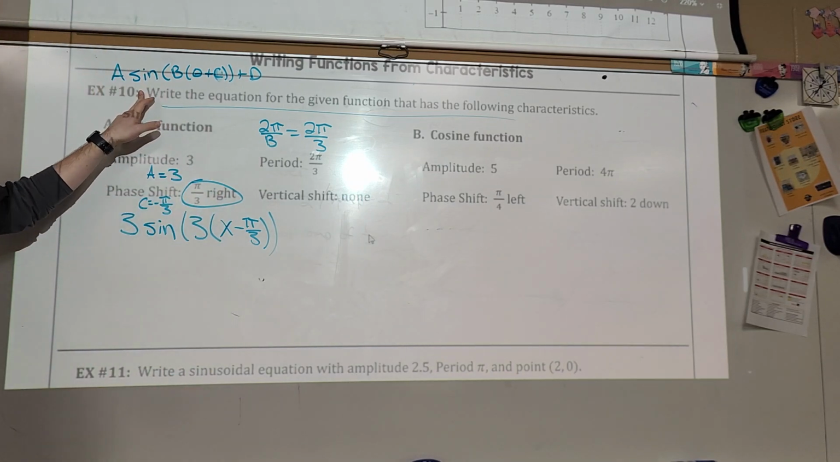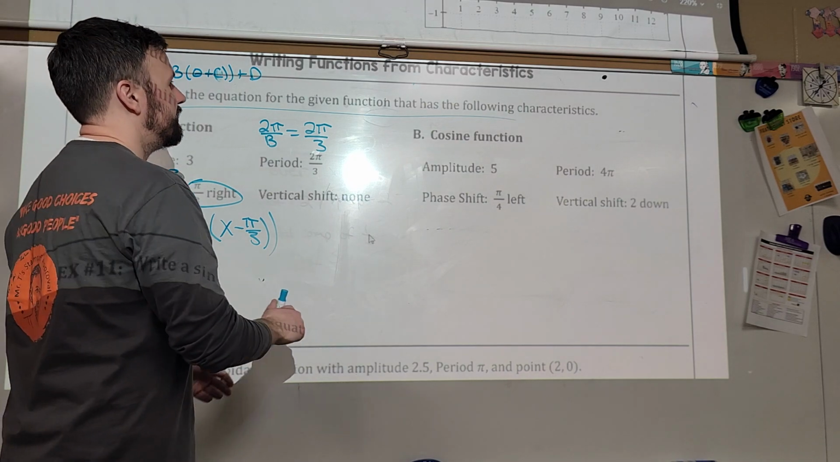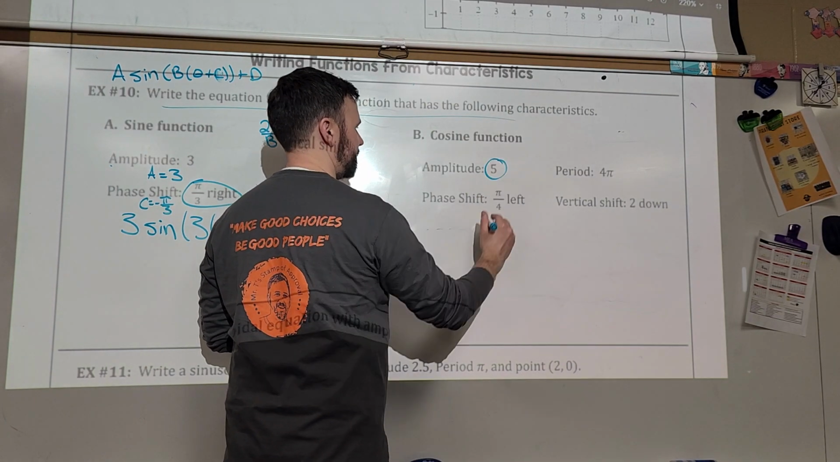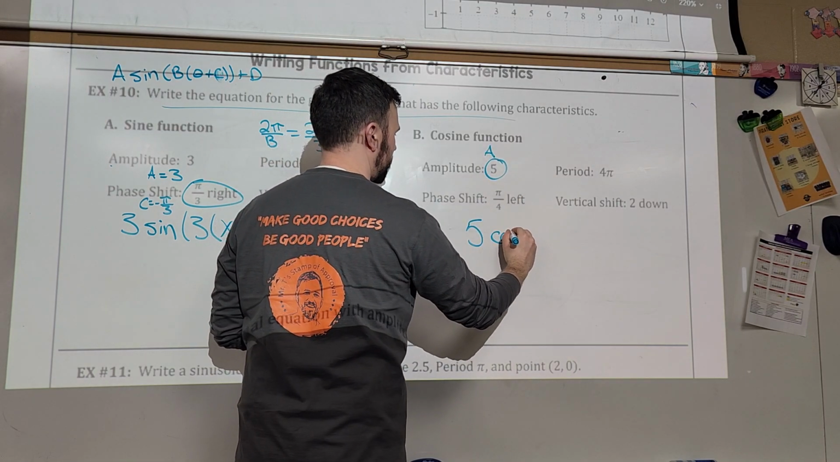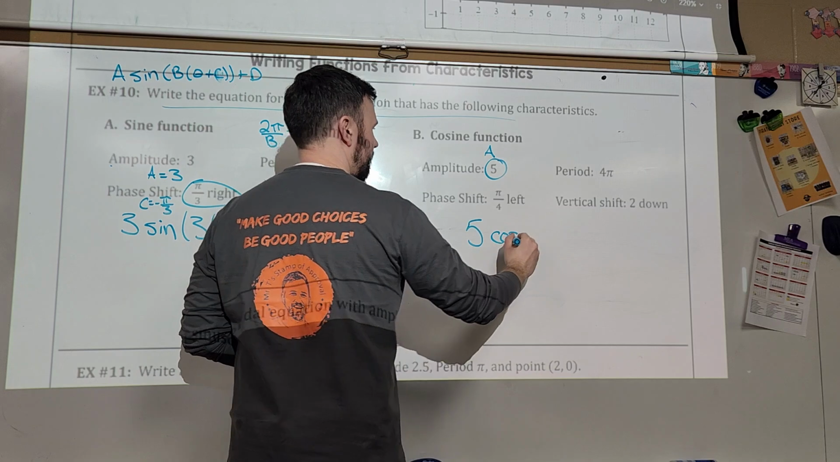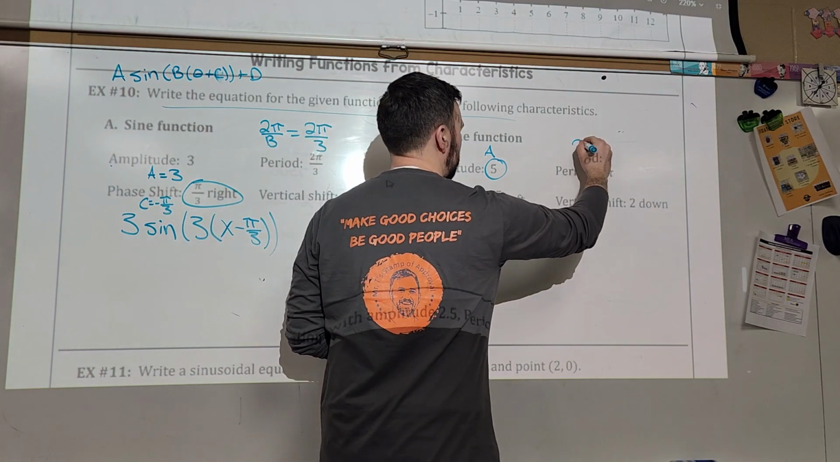All right, let's do cosine. Same formula, just a cosine instead. Let's find our A, B, C. It's as easy as A, B, C. What's my amplitude? 5, so that's my A, right? So 5 times cosine. I'm going to use a bracket this time just to be different. I got to find my B.